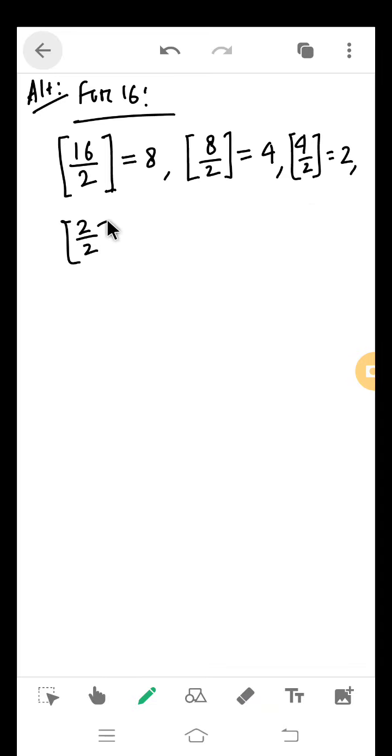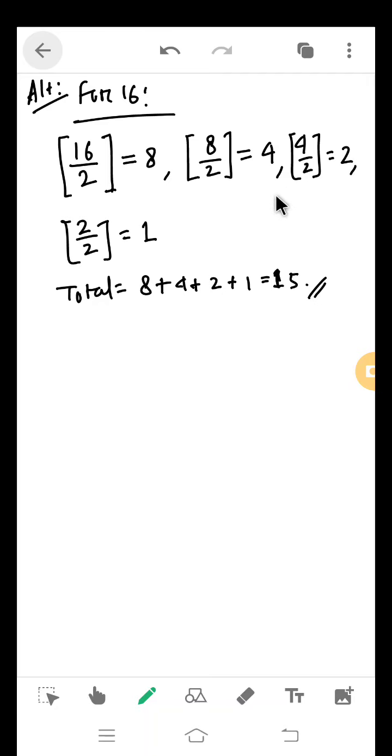Divide 2 by 2, take the integral part, that is 1. And no more, I think. So therefore total कितना हो गया? In this case, you just take their sum. 8 plus 4 plus 2 plus 1. How many? 15. The answer is same you have got. So, but this is the process you can go for it.